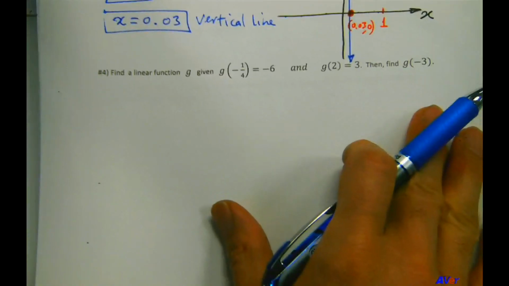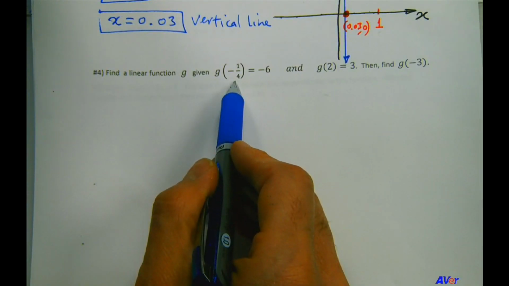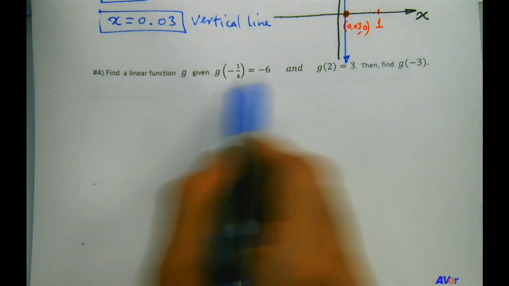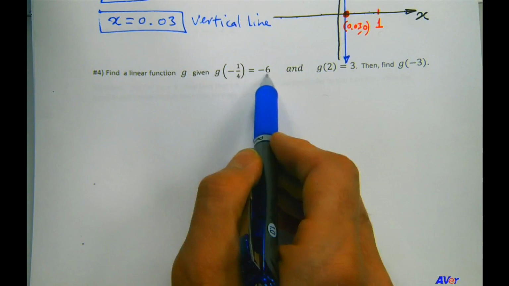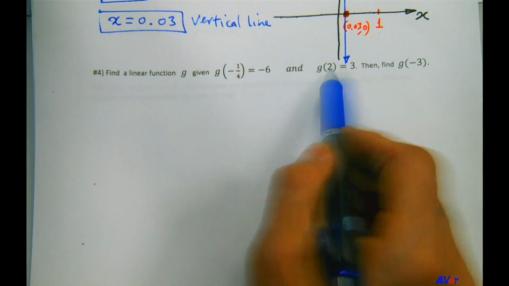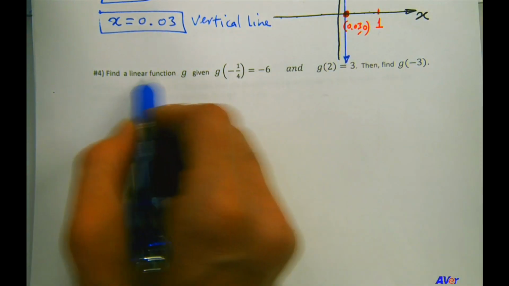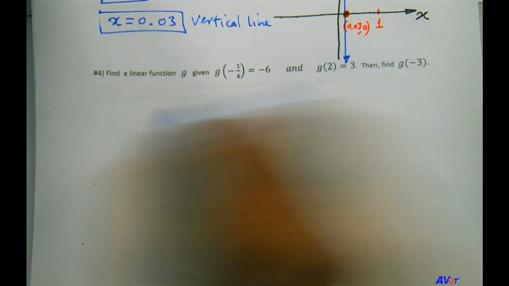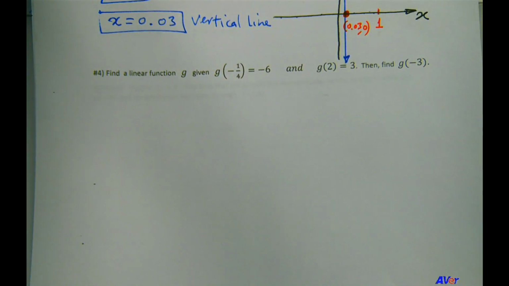So next example, they ask, find the linear function g, given that g is that and g at negative 1/4 is equal to negative 6, and g at 2 is equal to 3. And then they say once you find the linear function, then evaluate that function at negative 3. So please pause the video, answer this question, then come back to the video. And now I'm assuming that you've done that.